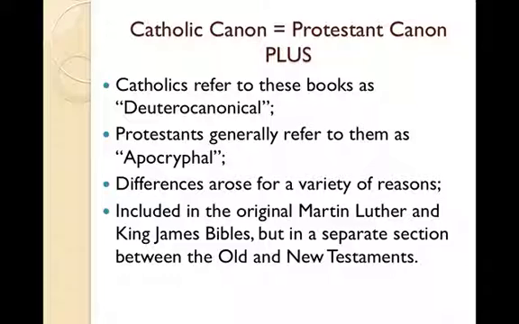It's important to note, though, that in the original Martin Luther and King James Bibles, all of these books were included but were in a separate section between the Old and New Testaments. So many modern Bibles will follow this same pattern. If you get a Bible that says something like Old and New Testament with Apocrypha on the front, chances are these books will be included in the middle.